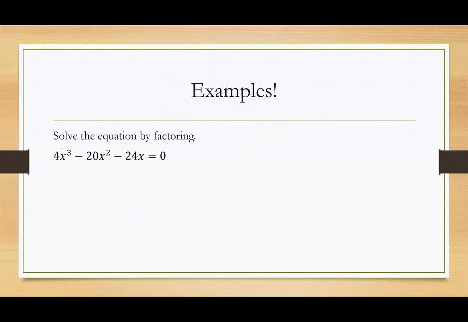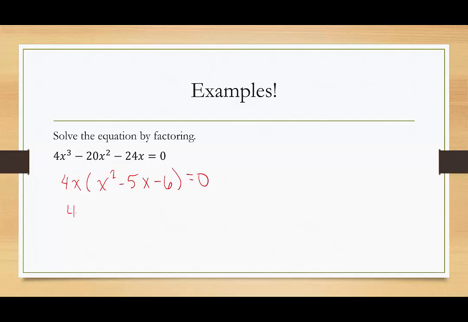In our last example, I suggest you pause the video, see if you can do it on your own. Okay, what do we see about this one? I see that we have a GCF again. It's 4x, so I'm going to factor out 4x. That's going to give me x squared minus 5x minus 6 is equal to 0.